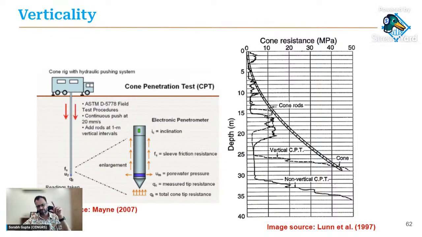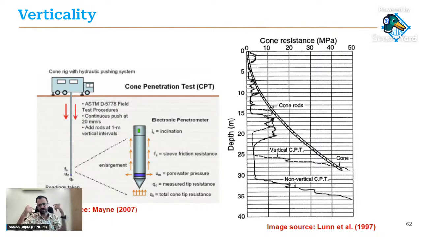Verticality. So I mentioned that we have an inclinometer actually inside the cone, which is measuring the cone inclination as we push the cone. Now, this is important for two reasons. Number one, since we are measuring the inclination, we are able to correct the values which we get. So you see on the graph on the right, I'm sorry, I don't have a pointer. If you see the graph on the right, you see how the software will actually correct the values for verticality.